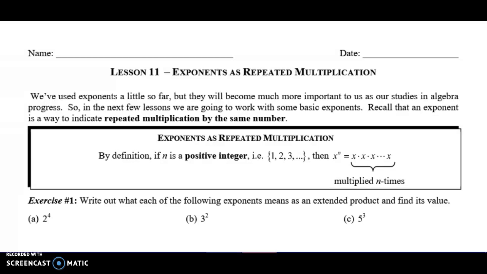So if you recall, an exponent is a way to indicate repeated multiplication by the same number. So whatever your positive integer is for your exponent, that tells you how many times to multiply that particular number together. So like 3 squared means I would do 3 times itself twice.